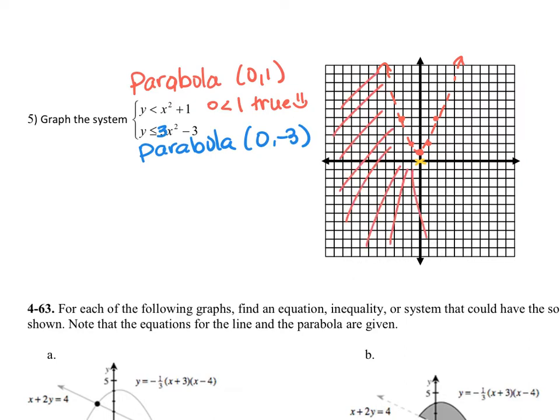My suggestion as you are shading is to use a pencil and lightly shade. I don't have that option for what I'm doing. Actually, I do have a pencil option, but anyway, I'm shading it in red outside of the parabola.